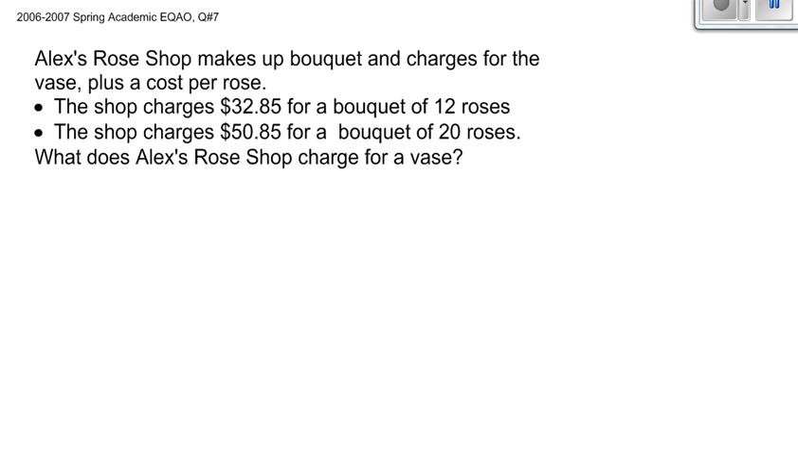Alex's rose shop makes up bouquets and charges for the vase plus a cost per rose. 12 roses is $32.85. 20 roses is $50.85. What does Alex's shop charge for a vase? Now, you may not understand initially how this question is the same sort of question that we just did. And that means I want you to look very carefully. You should be trained to recognize that the word per is very important. Cost per rose. This is slope. If you see the word per, you're talking about the rate of change or the cost per an item, which means you're talking about slope.